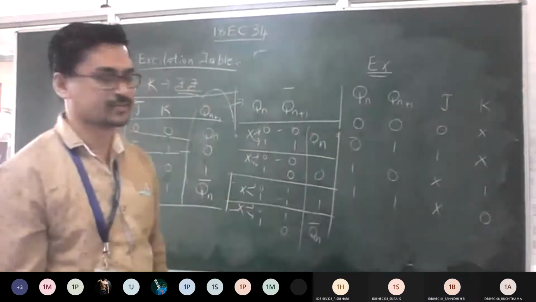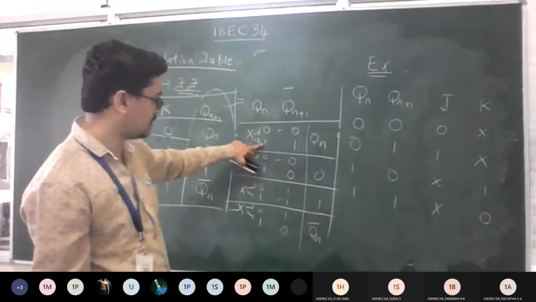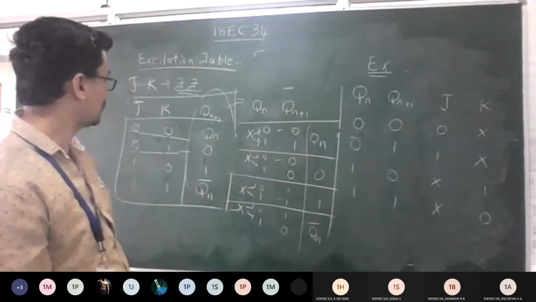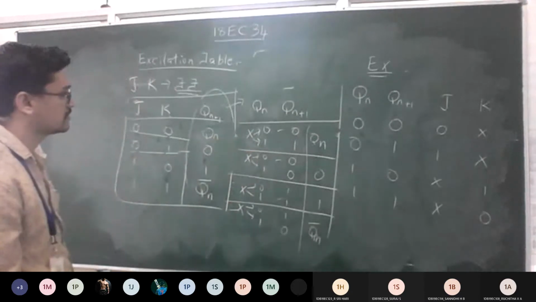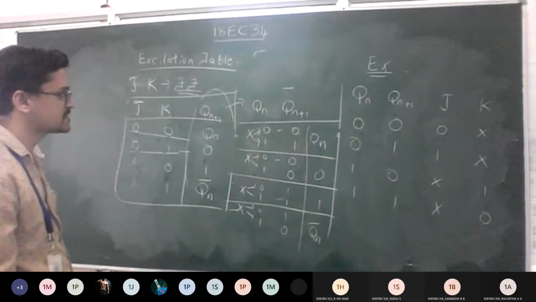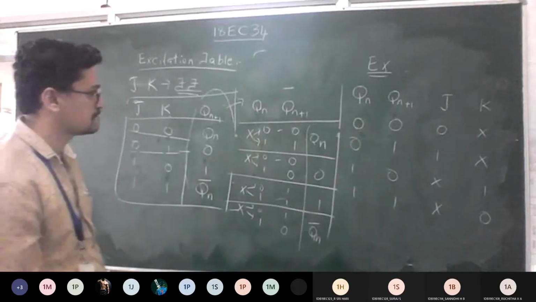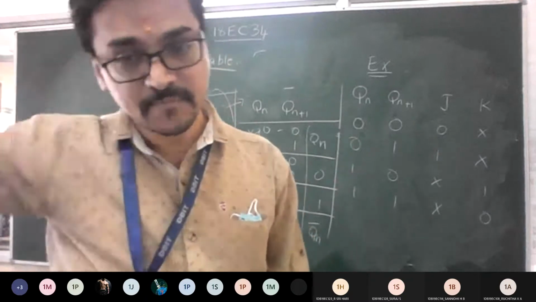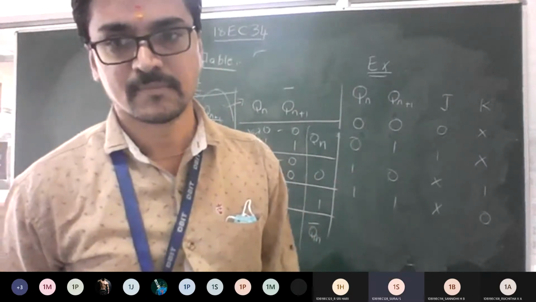Good. So now the 1 1 condition is here as well as here. If you verify these two, you are going to get the answer. Where is the 1 1 condition? Is it fine, everyone, with this? Everyone got the logic now of how to get the excitation table? Is it fine? Yes, sir.